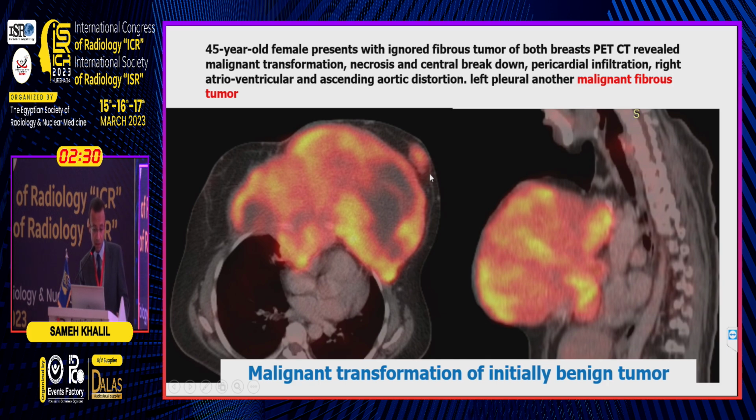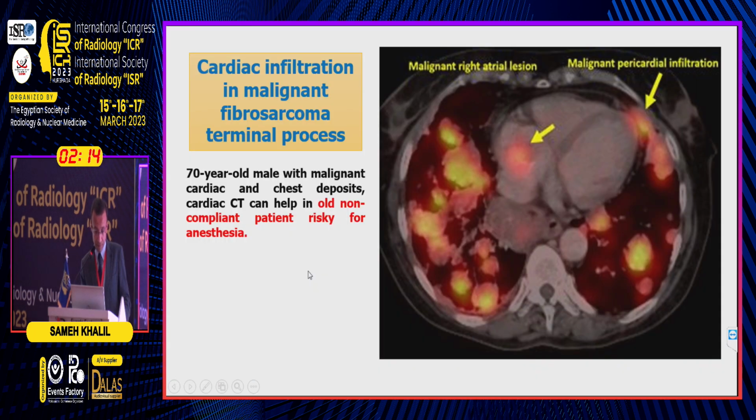This lady was referred to us with malignant fibrous tumor, and with PET images and the combination between PET and CT, we can diagnose the pericardial and impending right atrial infiltration. A 70-year-old heart patient, non-compliant patient. We can't stand for 1 hour examination by cardiac MRI, but easily we can do PET images and diagnose the tricuspid and right atrial malignant infiltration, also the pericardial apical infiltration.